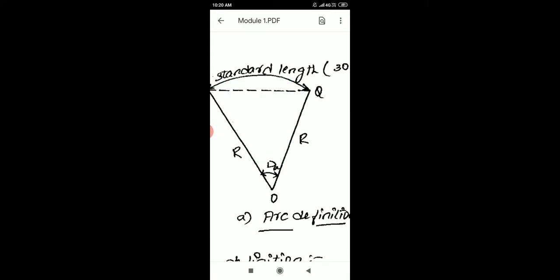Arc definition is nothing but the degree of curvature defined as the angle in degrees subtended by an arc of standard length, that is 30 meter or 20 meter. It is shown in the figure. These definitions are generally used in highway practice. See here, in this case, R is the radius, dA is the degree of curvature and S is the standard length. Okay, there is one formula.